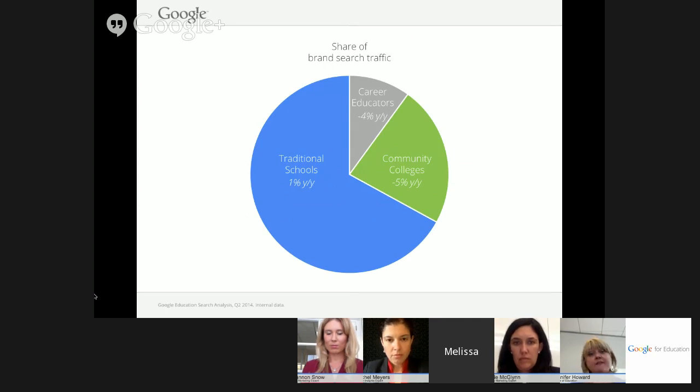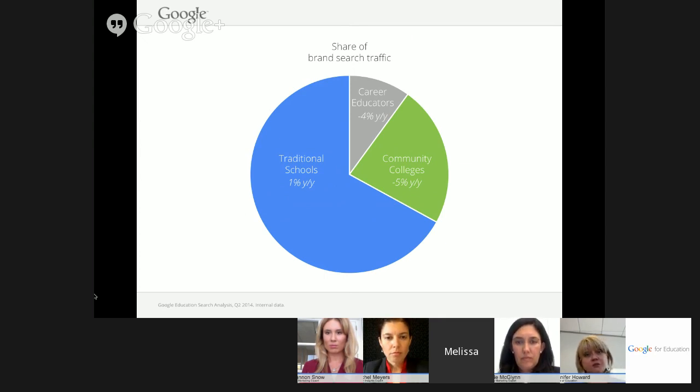So when we look at the brands, we categorize them across three types of schools. So we have the traditional schools, the campus and university systems, community college, and then career educators. And so you can see the traditional schools do continue to increase slightly, 1% year over year.